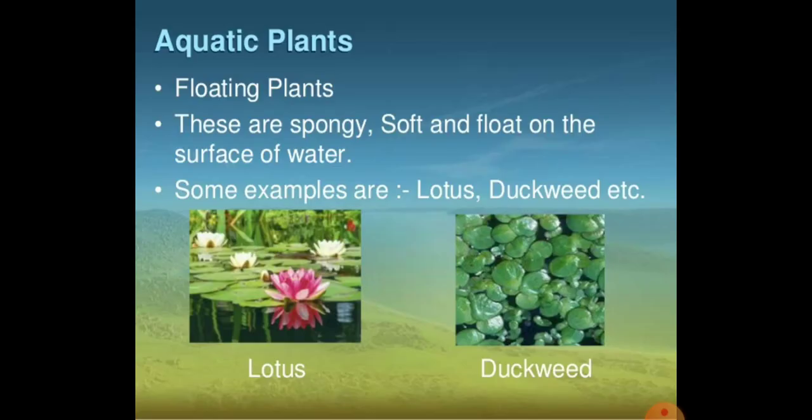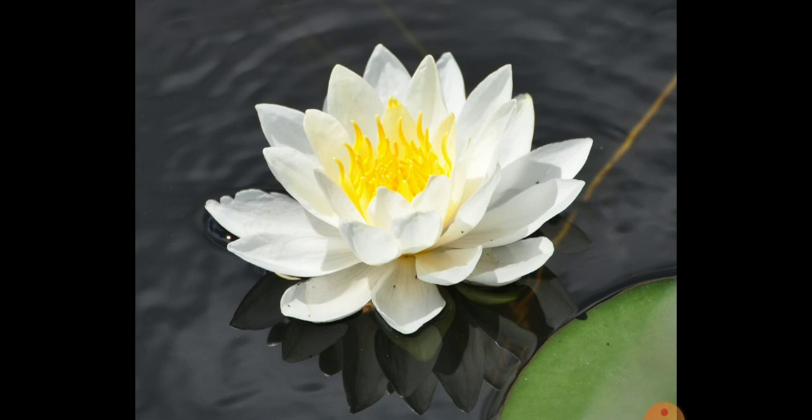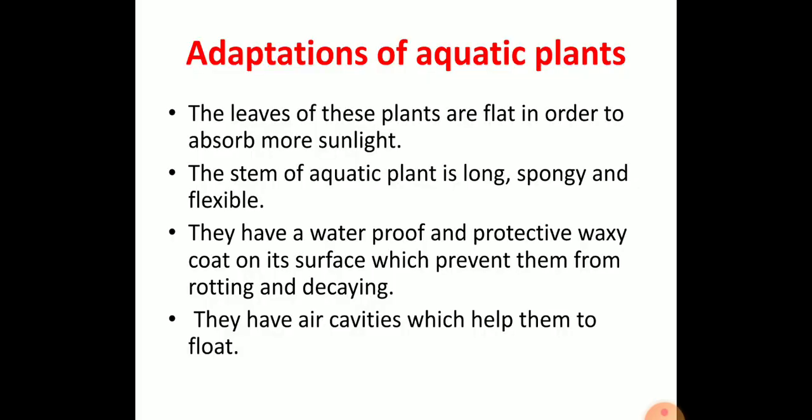Lotus is an example of a floating plant. Floating plants grow on the surface of water. The leaves of these plants are flat in order to absorb more sunlight. The stem of an aquatic plant is long, spongy and flexible. They have a waterproof and protective waxy coating on the surface which prevents them from rotting and decaying. These plants have air cavities which make the plant light in weight, which helps them to float. So these are the adaptations of aquatic plants.